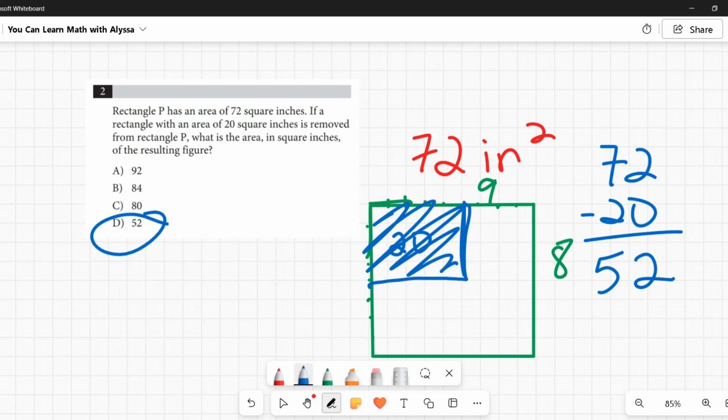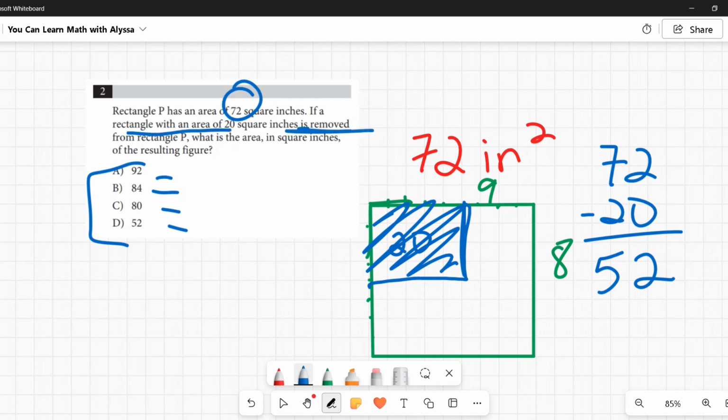This one, honestly, they're being really nice with the answers. Look at these answers here. They have 92, 84, 80, and then 52. And here it's saying it starts at 72 and a rectangle with an area is removed from it. Anytime we're removing inches, we're taking away. So the answer would have to be less than 72.